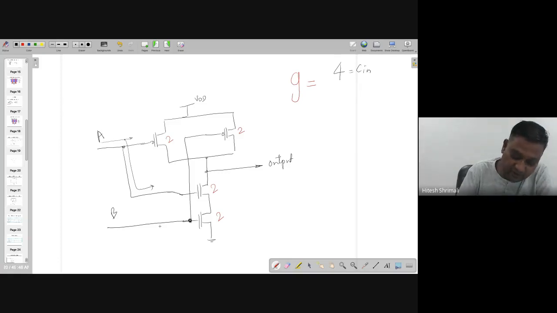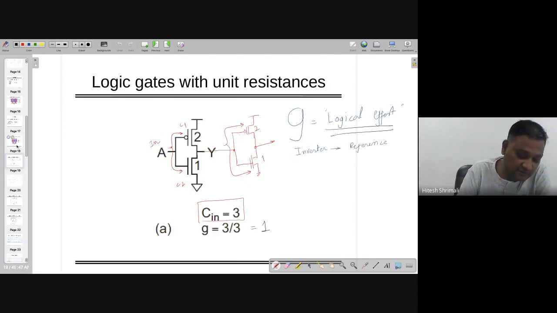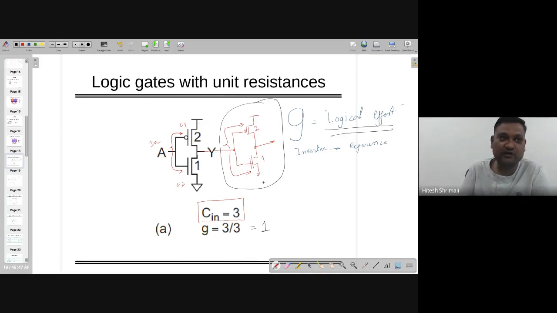Any one of the inputs you can take. Notably, you will get the same answer. If you don't get it, then you have to cross-check it, because that's a sanity check that your answer is correct or wrong. So Cin is equal to 4 over here. And we are doing all of this with the fact that we are going to drive the load which has the ratio of 3.